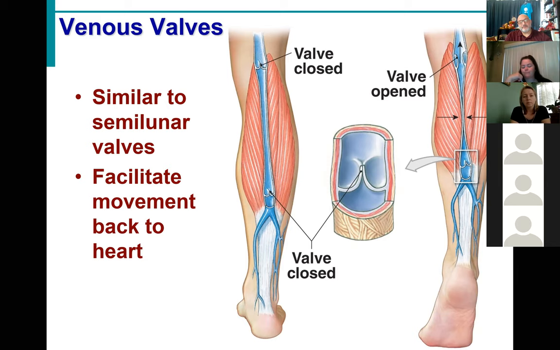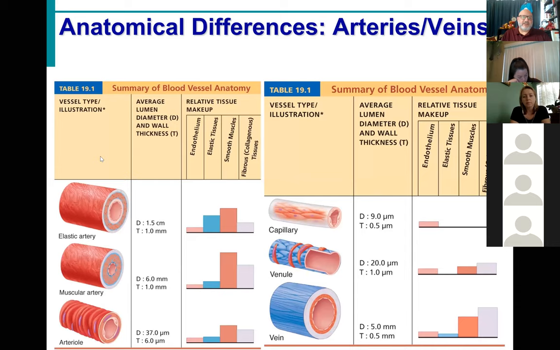Now, that doesn't mean that we don't have ways of helping the veins, and there are some other ways we can help the veins as well. I thought I had that here. I guess we'll talk about it later. All right. Are we on time? We are good. All right.